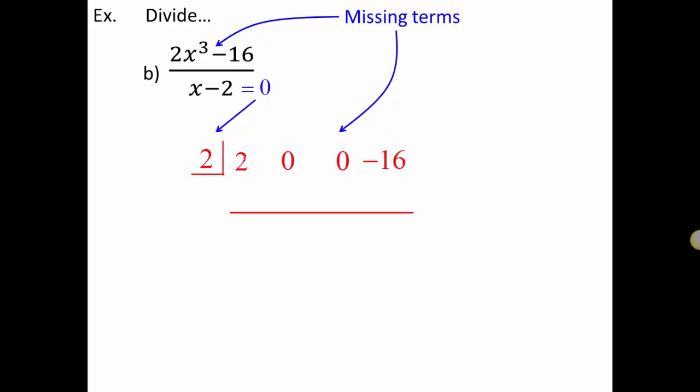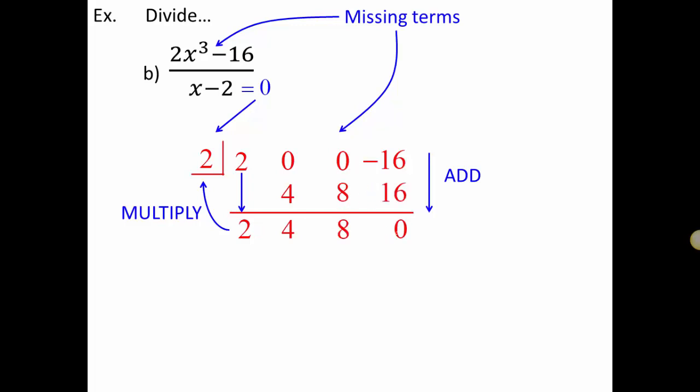Now I'll continue the process. Drop down the 2. We'll multiply. 2 times 2 is 4. We'll add. 0 plus 4 is 4. 4 times 2 is 8. 0 plus 8 is 8. 8 times 2 is 16. Add that together and we get 0 as our remainder.